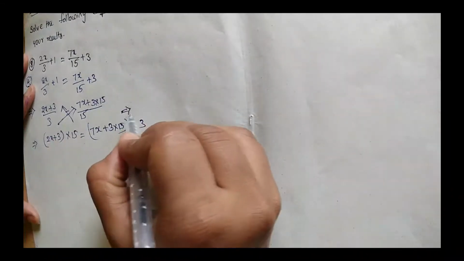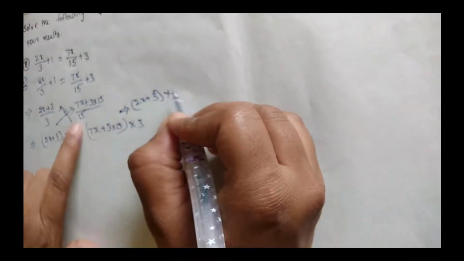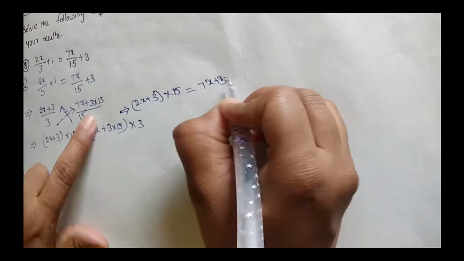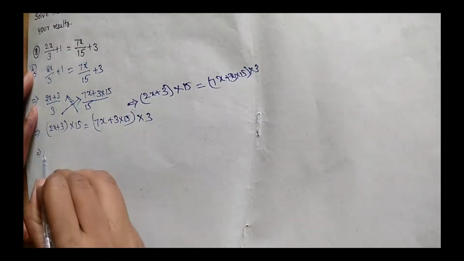Here one step I skipped. I am writing here 2x plus 3. Here we are doing cross multiplication, so this 15 comes here, and it is equal to 7x plus 3 into 15 into this denominator. That's why. Now I simplify this.